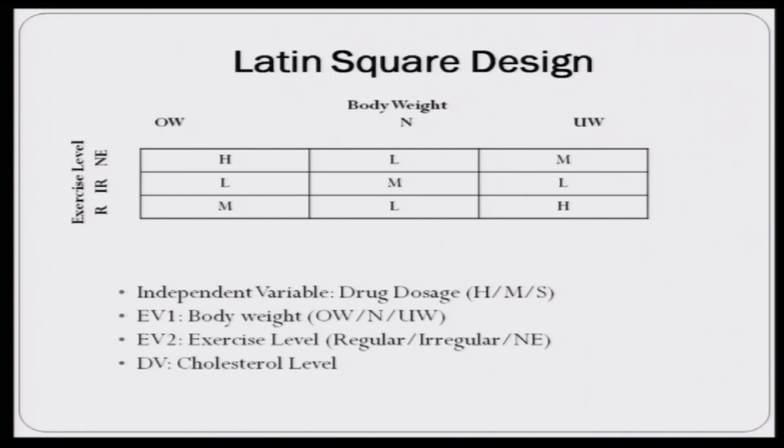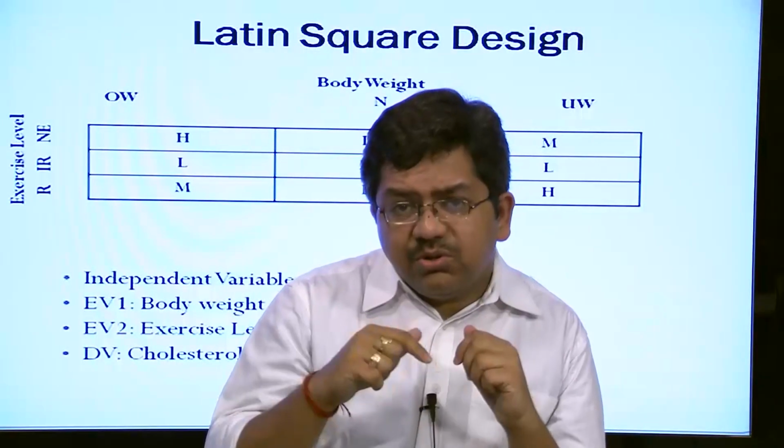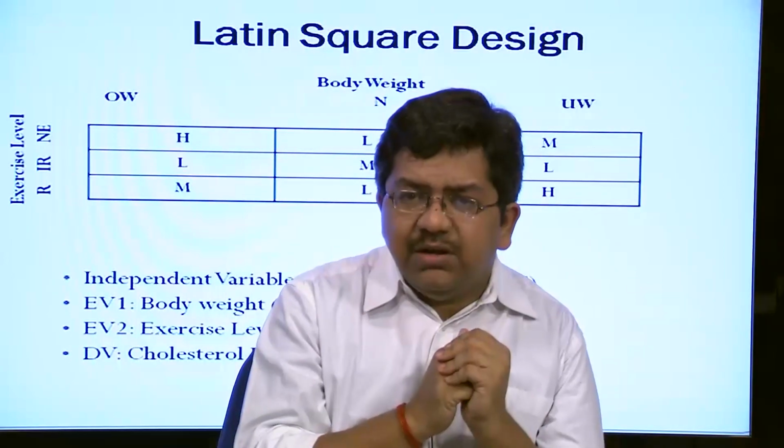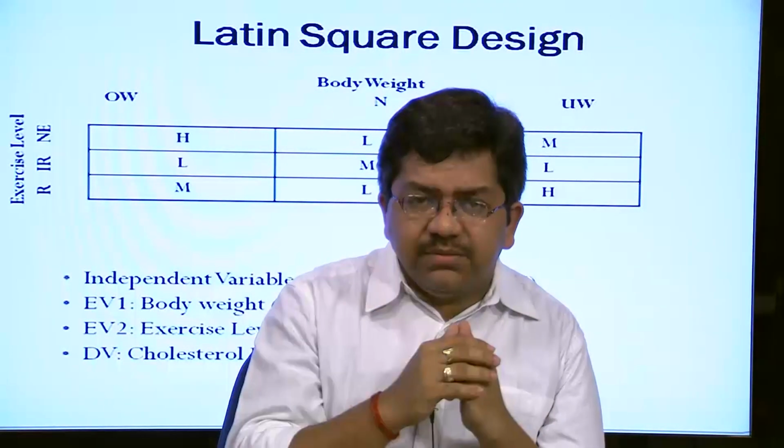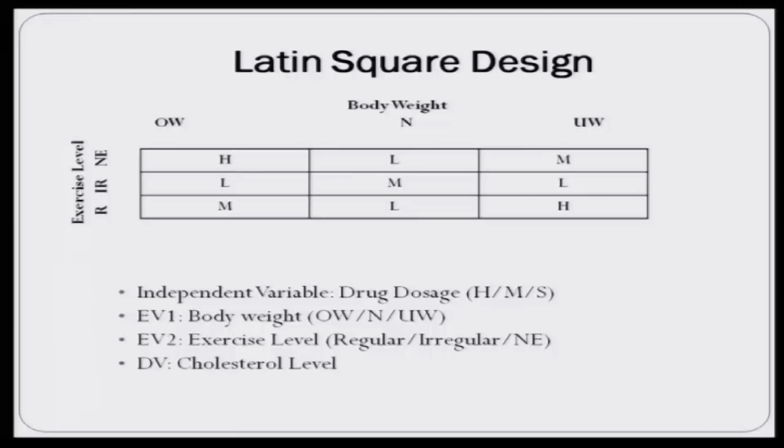Based on this, you have a 3 by 3 matrix corresponding to these extraneous variables, and in that 3 by 3 matrix you have to assign the independent variable in a manner so that across any row or any column there is no repetition of a particular level of the independent variable. So, as you can see from this example, the independent variable and the extraneous variables all have to consist of an equal number of categories.